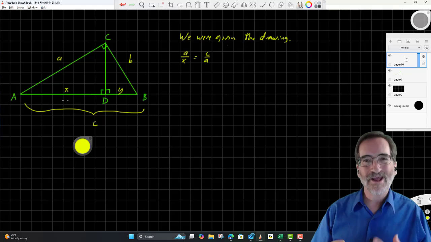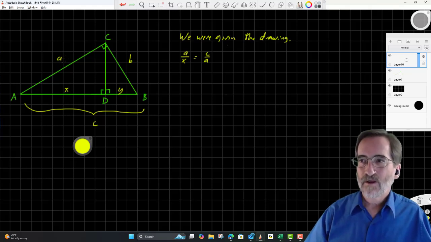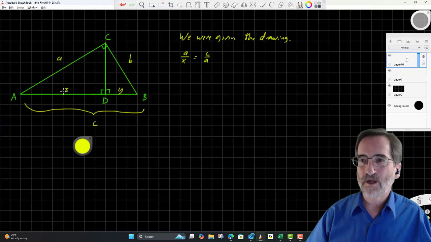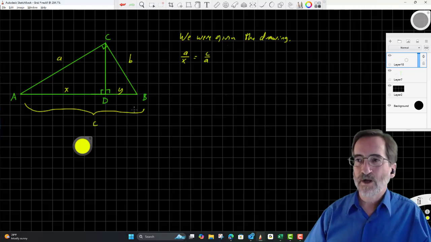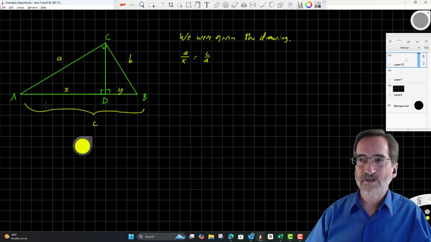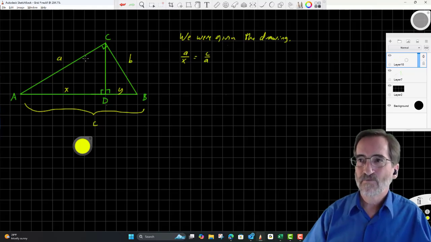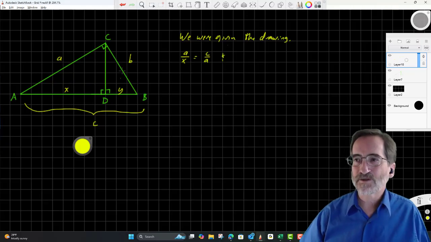Notice the way I'm doing this here. I'm trying to name the sides by their properties. I'm saying that A is to X. A is the hypotenuse of the medium triangle. X is the long leg of the medium triangle. So that's hypotenuse to long leg. So on the large triangle, the ratio that would be the same is hypotenuse to long leg, C to A.